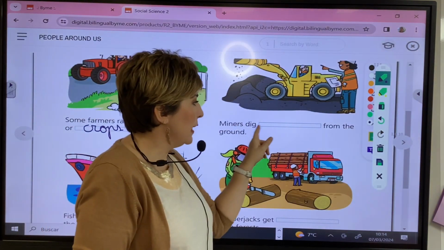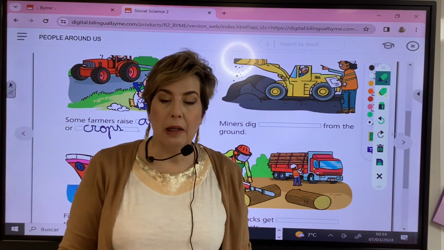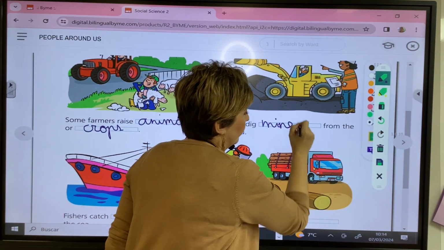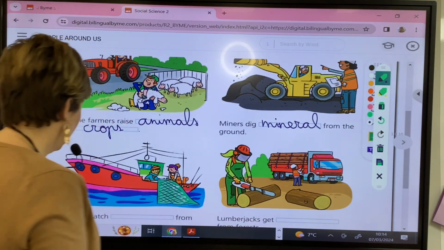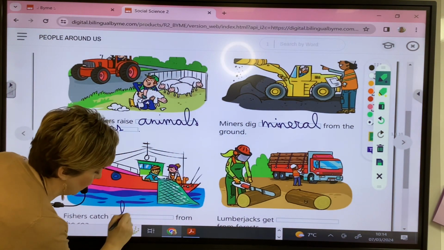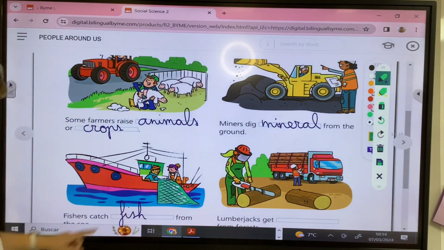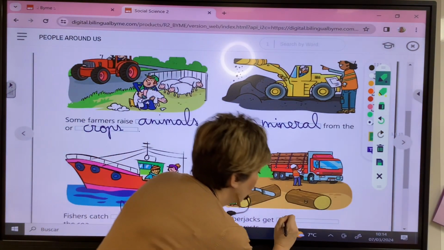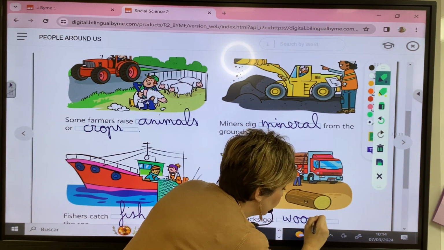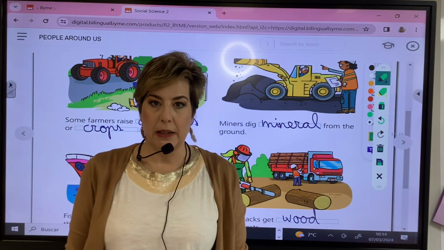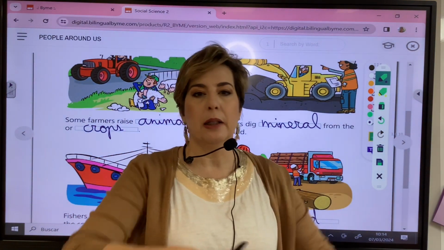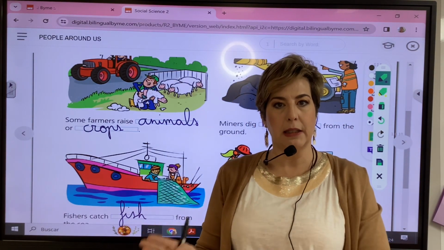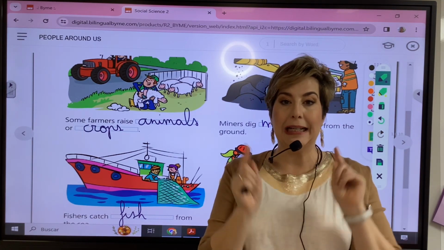Then we have miners dig minerals from the ground. Fishermen catch fish from the sea. Lumberjacks get, what do they get? Wood from forests. Remember that a lumberjack cannot cut everywhere. No, there are places where they can cut the wood and places where they can't.